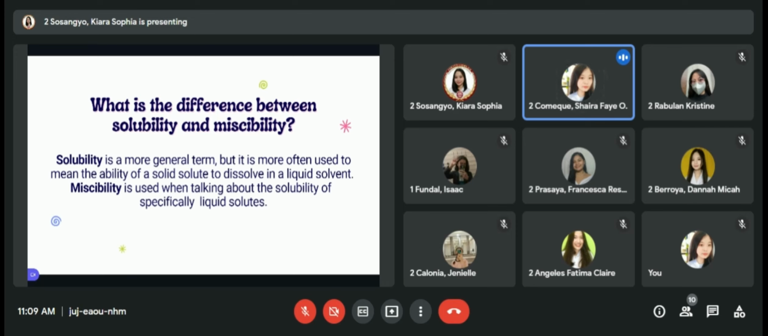Good evening, Ma'am Beth, and good evening, Banatao people. I'll be answering what is the difference between solubility and miscibility. Solubility is a more general term, but it is more often used to mean the ability of a solid solute to dissolve in a liquid solvent, while miscibility is used when talking about the solubility of specifically liquid solutes.